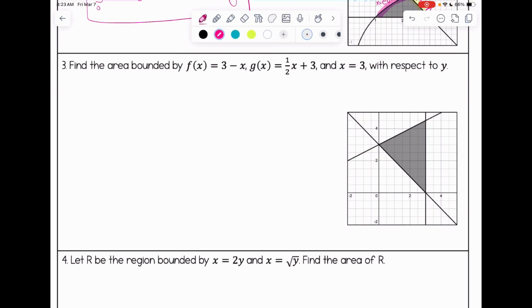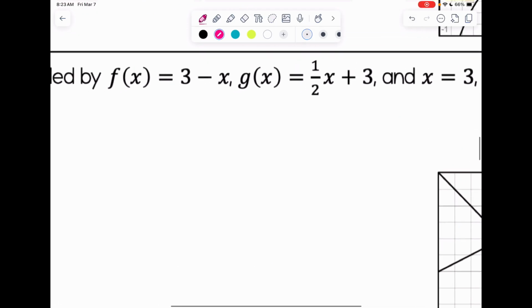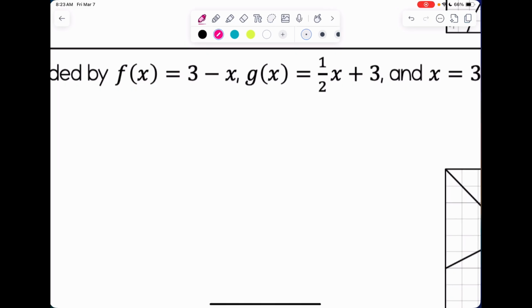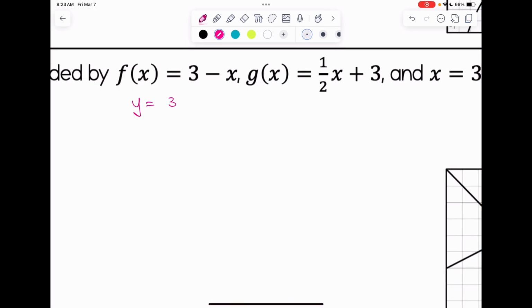Okay, number 3, we're going to find the area bounded by f of x equals 3 minus x, g of x equals 1/2 x plus 3, and x equals 3 with respect to y. So the first thing I know is I need these to all be x equals. So I'm going to take these two functions and put y in for f of x and g of x. And what I'm going to do is solve for x in both cases.